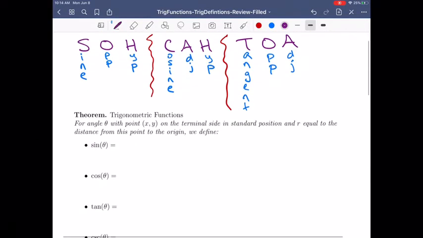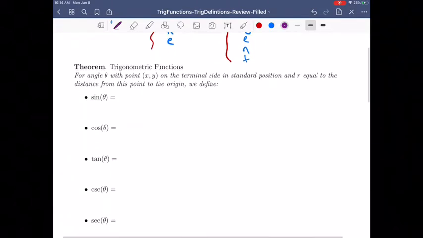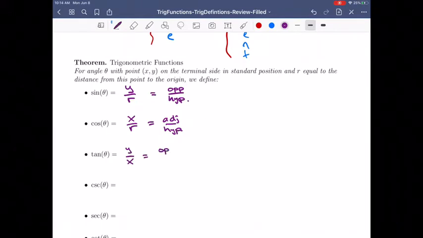So for an angle theta with point x, y on the terminal side, which is what we just had in standard position, and r the distance from the origin to the point, then we know that sine is y over r, so this is the opposite over the hypotenuse. The cosine is x over r, so that's the adjacent over the hypotenuse. Tangent is y over x, so that's the opposite over the adjacent.